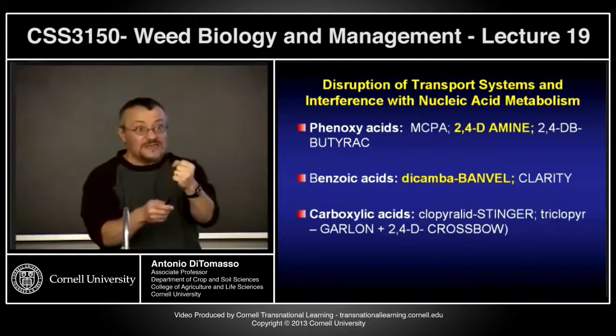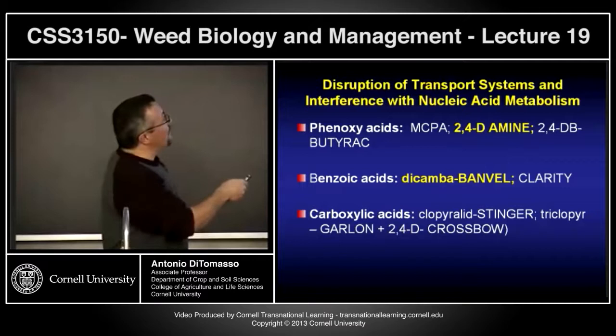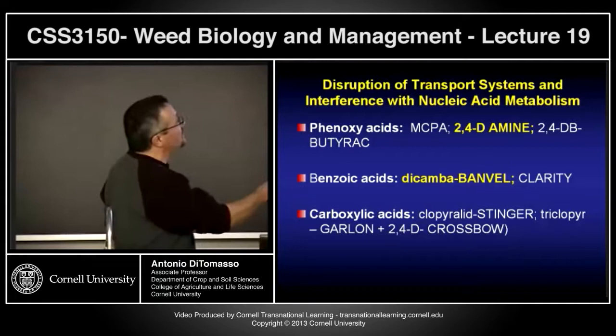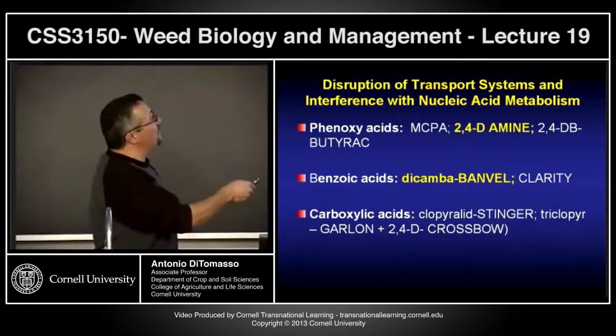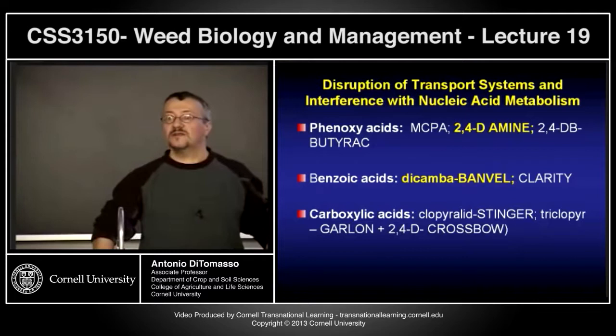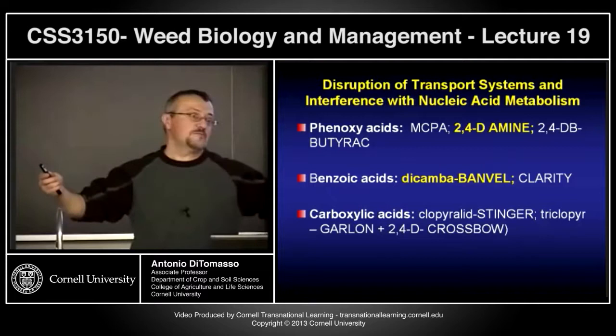The examples are the phenoxyacids: MCPA, 2,4-D, which is one of the herbicides I've tried to bold and put in yellow, the ones you need to be thinking about, at least part of your 16. 2,4-DB, Butyrac. I didn't put 2,4-D amine, and I did not put the trade name. Why didn't I put a trade name for 2,4-D like I did here? There are lots of them, so I wouldn't ask you.